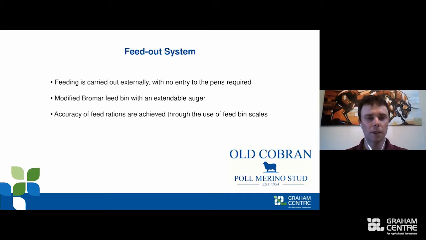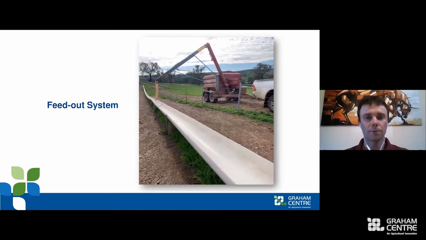I'll show you a photo in the next slide of all this. The Bromar feeder also has scales on it, so there's very high accuracy of measuring how much each animal should be getting. So there's a photo there. You can see the Bromar feeder on the back of the ute, with a frame on it, and the auger runs the grain up through the auger, and the flexi pipe then lets it fall down into their trough.